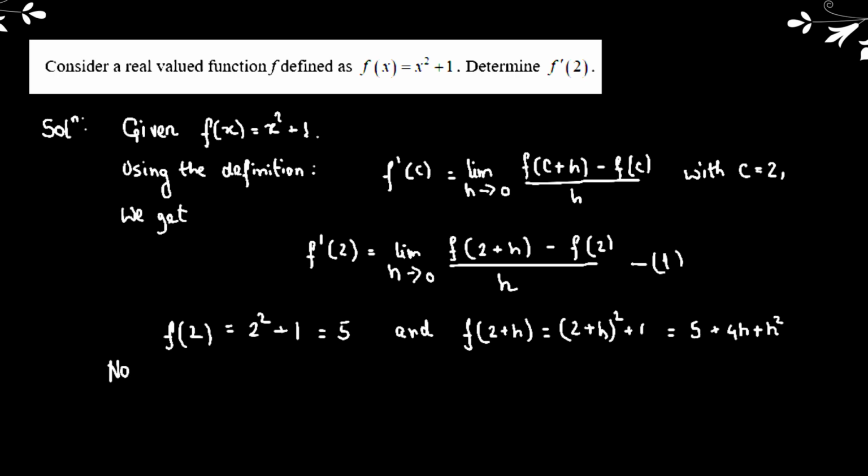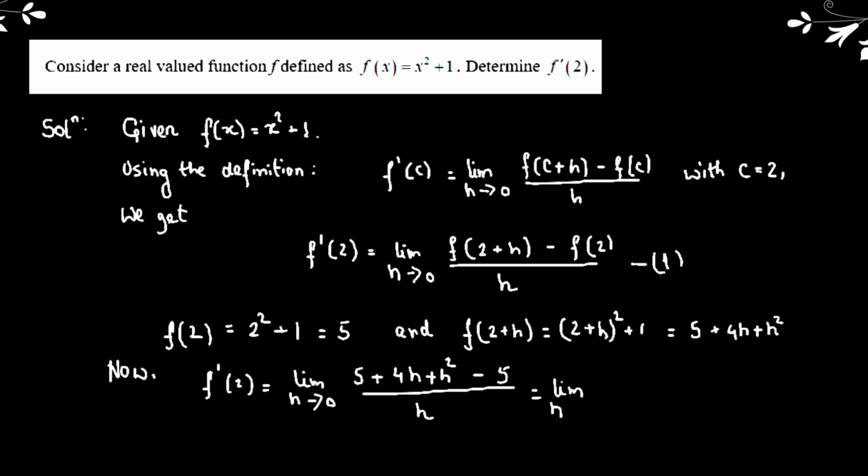Now we replace this value in equation number 1, so we have the limit h tending to 0 of (5 plus 4h plus h squared minus 5) divided by h. The 5 and 5 get cancelled in the numerator, and that leaves us with 4h plus h squared. We can factor out the h in the numerator, which cancels out with the denominator, leaving us with 4 plus h. Now we finally apply the limiting value, and that gives us 4.